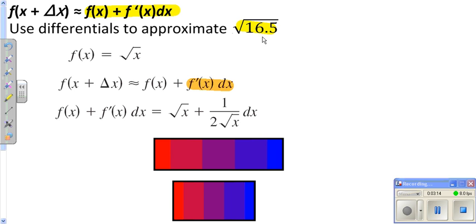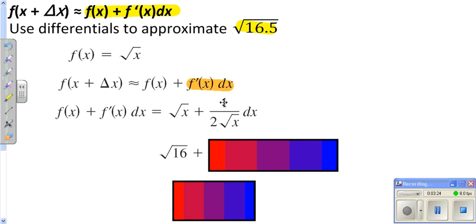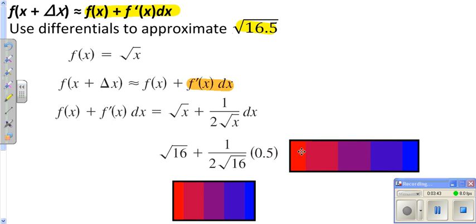Well, most of you will realize you could easily take the square root of 16. So that's what our x is going to be. So we'll go to the square root of 16 plus, then we'll take our derivative right here, plug 16 in there. Then we're going to multiply it by dx, or delta x, which is how much our x is changing. We're plugging in 16, but we're looking at 16.5, so there's a total difference of a half. So you're plugging in a half there.